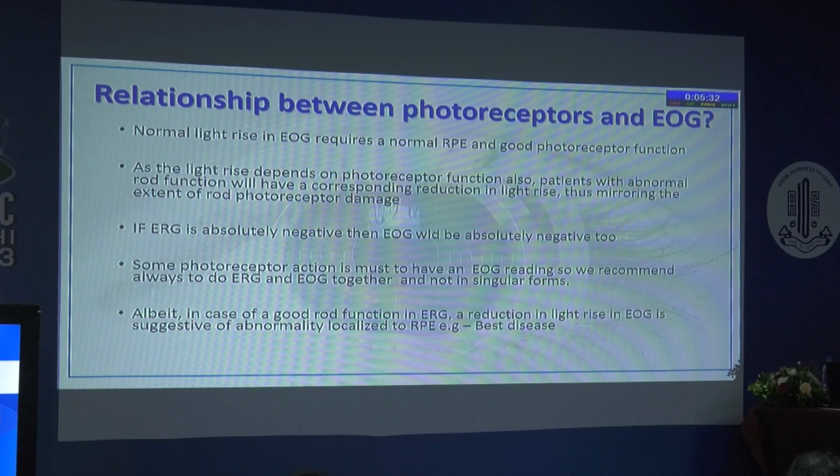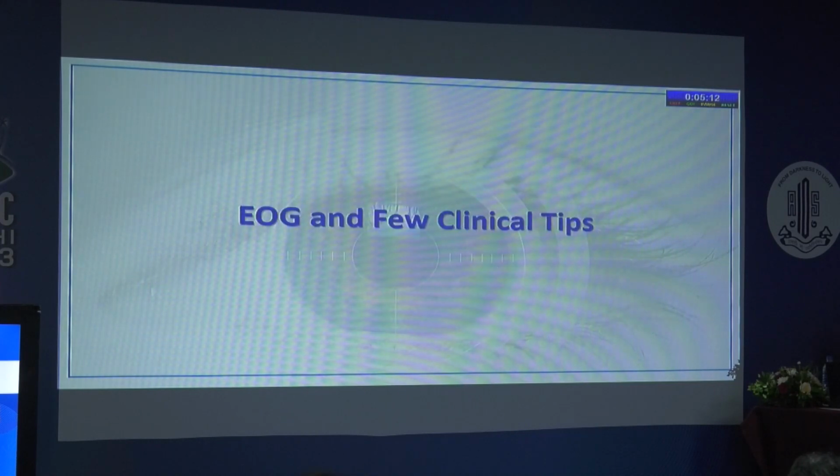If ERG is absolutely negative, the EOG will be absolutely negative too. Some photoreceptor action is a must to have an EOG reading, so we recommend always doing ERG and EOG together and not singly. But in case of good rod function in ERG, a reduction in the light rise in EOG is suggestive of abnormalities localized to the RPE, that is, Best disease.